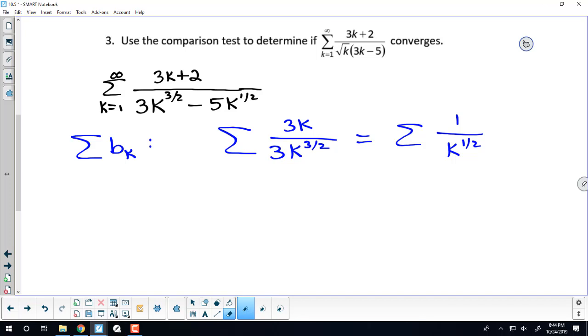What do we know about 1 over k to the 1/2? It diverges. Yeah, how do we know it diverges? Yeah, p series. It's just a p series, right?